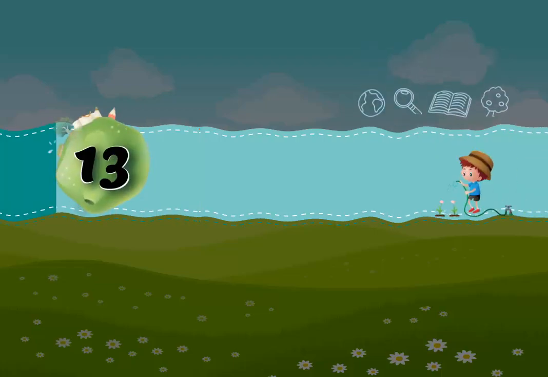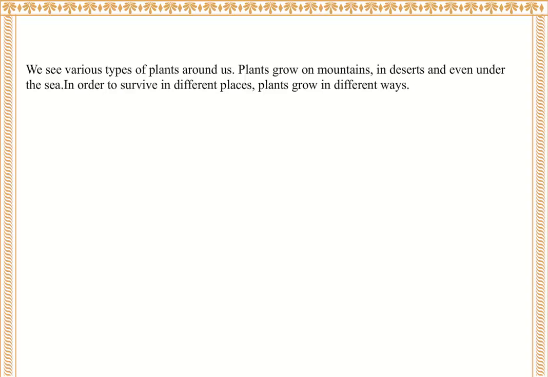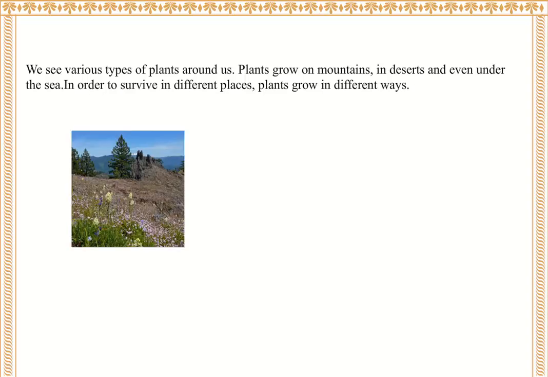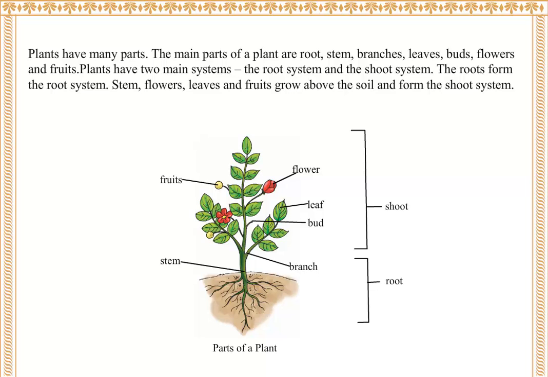Chapter 13. Plants around us. We see various types of plants around us. Plants grow on mountains, in deserts, and even under the sea. In order to survive in different places, plants grow in different ways. Plants have many parts. The main parts of a plant are root, stem, branches, leaves, buds, flowers, and fruits.